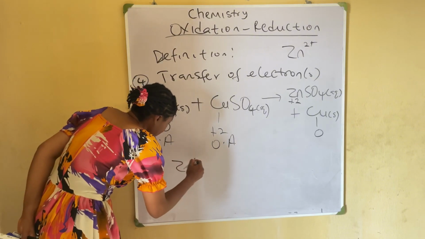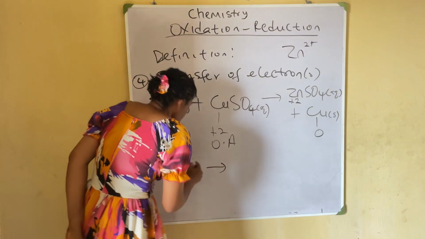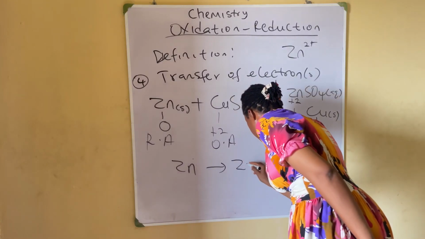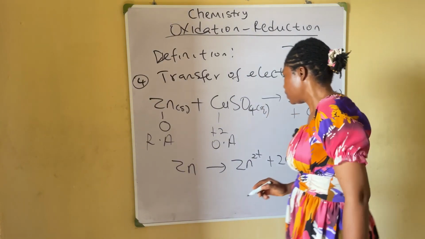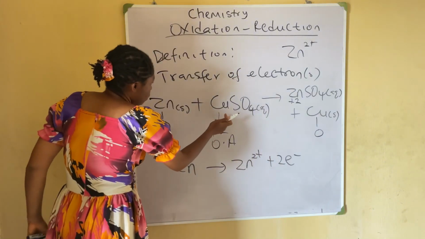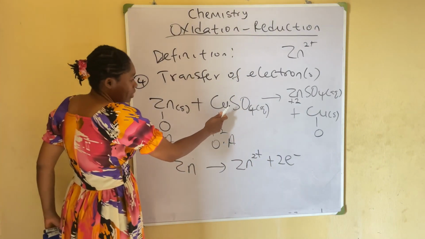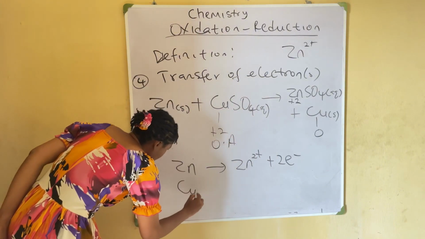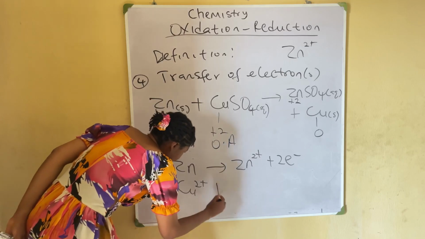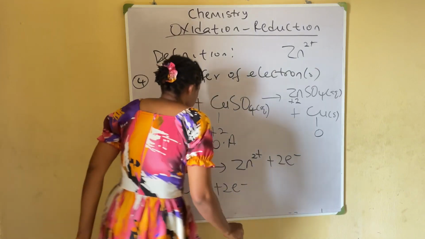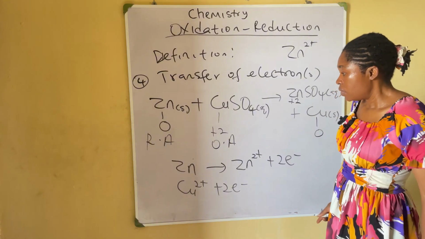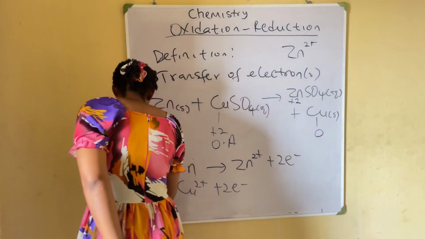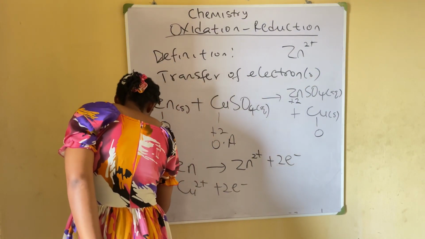Zinc metal, zinc donated 2 electrons and became oxidized to what? Zinc ion. So this is copper 2+. So this copper 2 ion accepted 2 electrons. If you want to write the electron for this, this is what? Reduction.